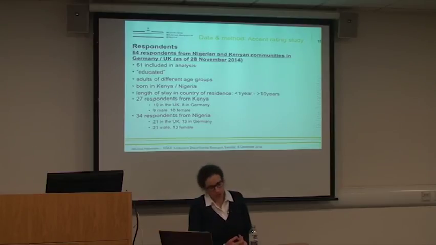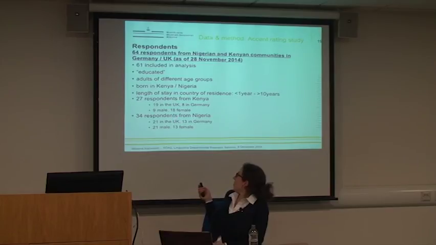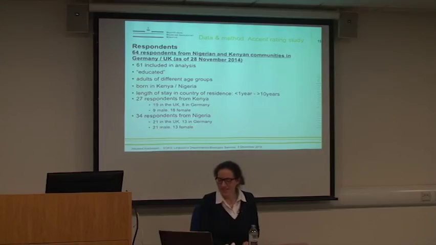They are adults of different age groups. They were all born in Kenya or Nigeria, respectively. Their length of stay in the country of residence varies from below 1 year to more than 10 years, so a couple of months was the minimum. There are 27 respondents from Kenya and 34 from Nigeria, and you can see that there's a slight problem still with my data. If you look at the distribution here in the different groups, so I still need especially some male Kenyans and some female Nigerians. If you know any, please put them in touch with me so that they can fill out the survey.